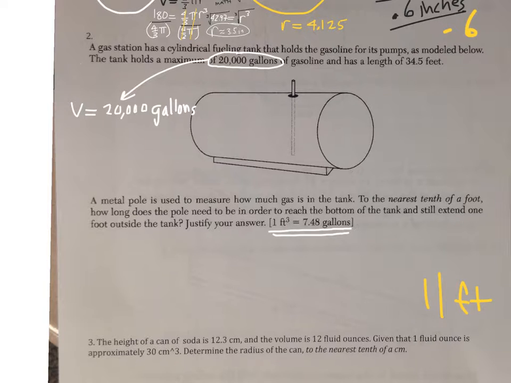What would you do with this number? Even before we go on to the rest of the question, what would you do with that number and the 20,000? Would you multiply them together? Would you divide them? Would you add them? Would you subtract them? What makes the most sense? Dividing makes the most sense, but why?